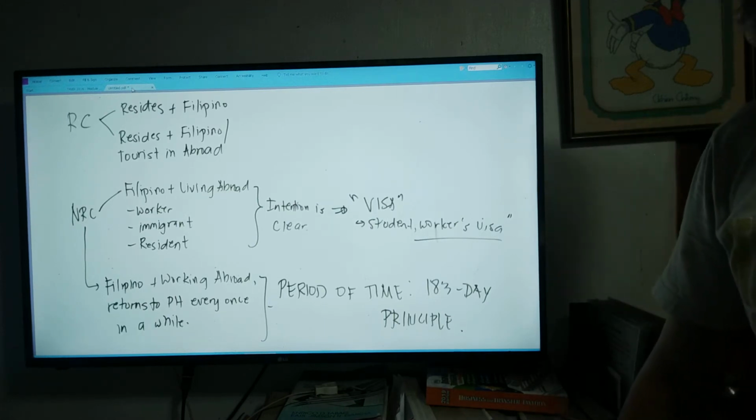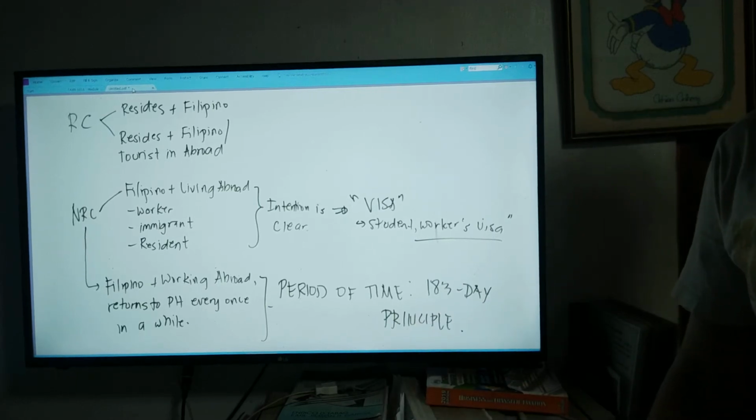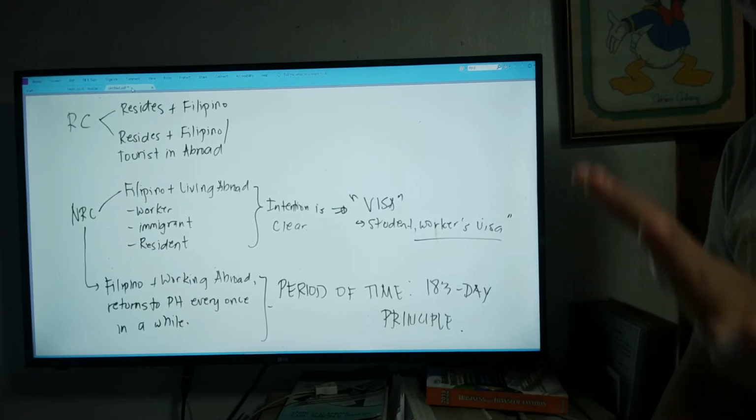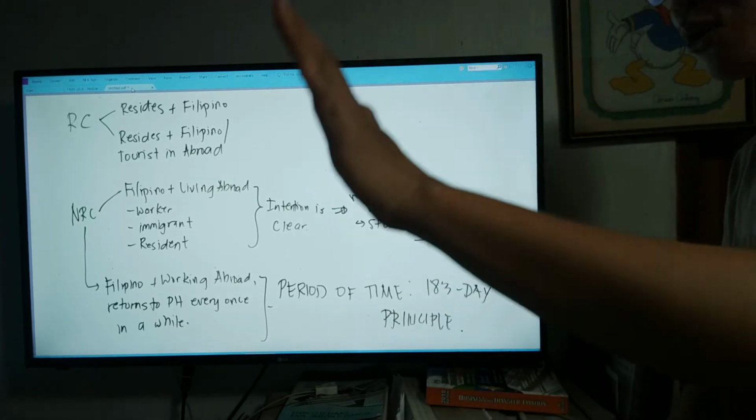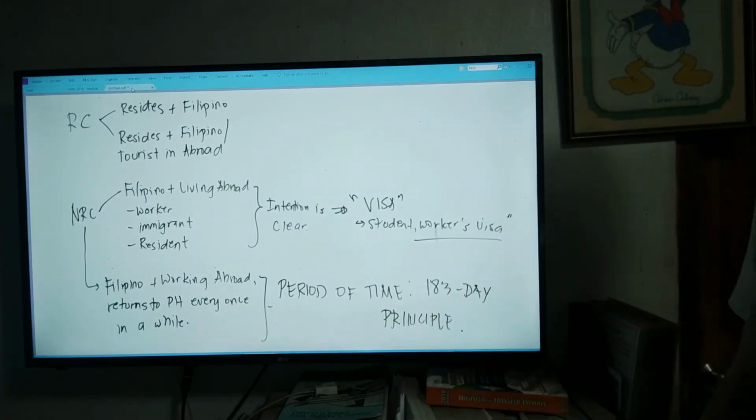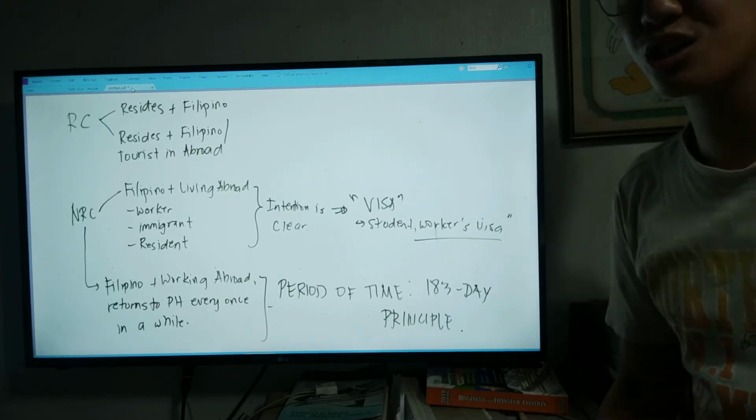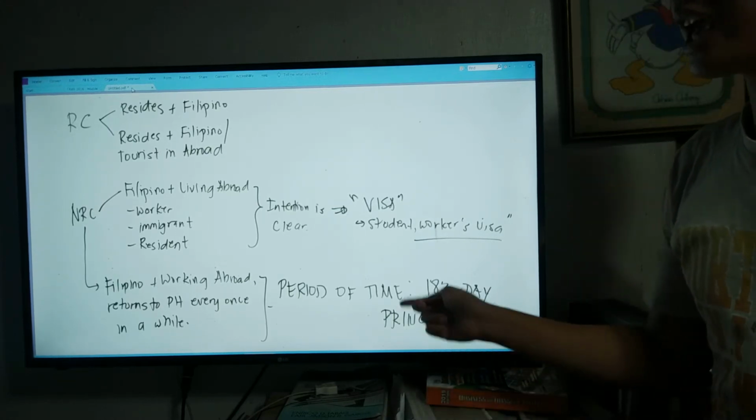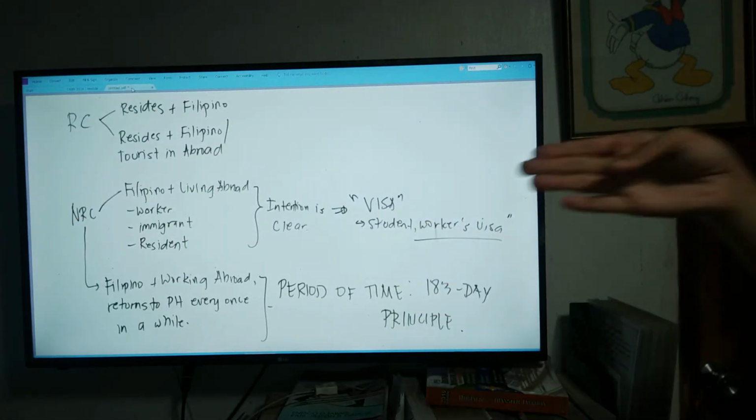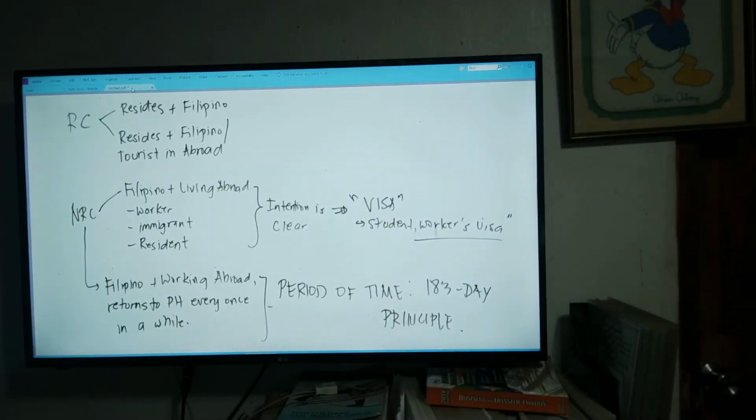Ano yung mag-a-apply? Yung period of time principle. Ano ho yung period of time principle? Kailangan nating malaman kung nagtagal ba siya sa abroad for at least 183 days. Ito ho ang threshold. 183-day principle or 183-day threshold. So kung naipasa ho niya, say, pumunta siya ng Thailand, nag-work siya doon as an employee, and he stayed there for at least 183 days.